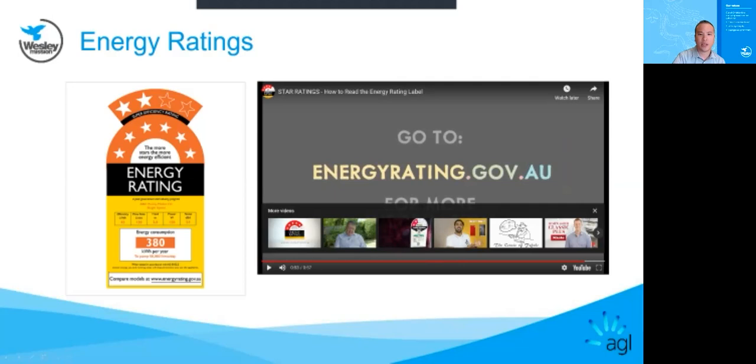I don't have the stats here, but each star is significant in terms of efficiency. So if you're looking at an appliance that's 4 versus 5 star or 3 versus 4, the gap is very different because each star means a lot.